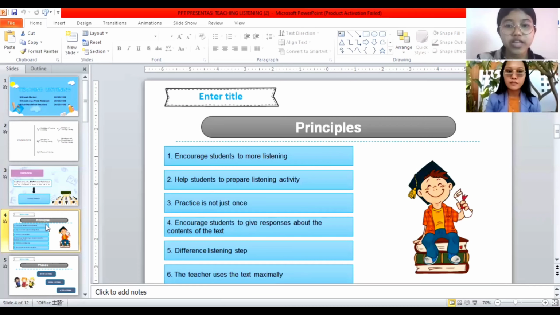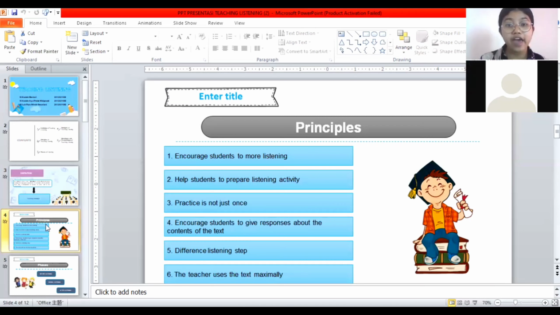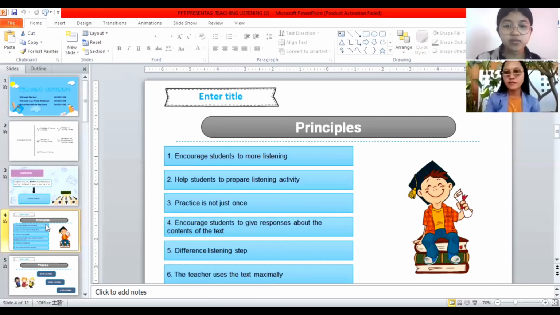The fourth one is to encourage students to give responses about the contents of the text. In this principle, students will be asked by the teacher to express their opinion about what they have heard related to the audio that the teacher gave before. And then the fifth one is different listening steps. On this principle, the teacher will use various techniques that have different steps to practice students' listening skill, so that students don't feel bored in practicing listening and can improve their listening skill.